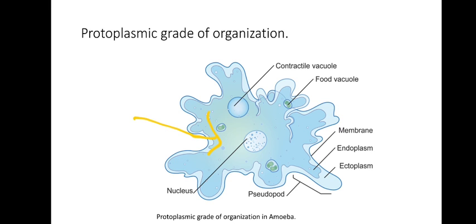In other words, it is the protoplasm, it is the components of the protoplasm that carry out the basic physiological functions of an organism. Since such processes take place in a protoplasm, this grade of organization is called protoplasmic grade of organization. For example, you see here there is a contractile vacuole. This is involved in osmoregulation. How does it respire? It takes oxygen in and releases the carbon dioxide out just by simple diffusion.